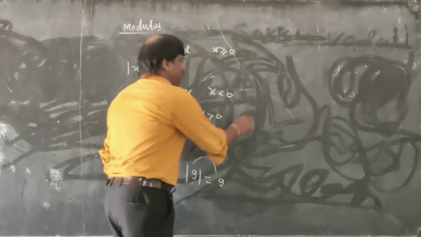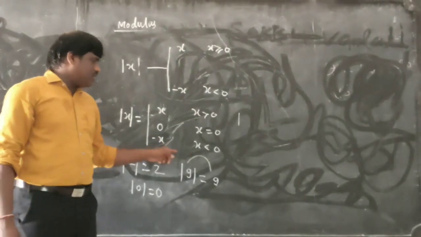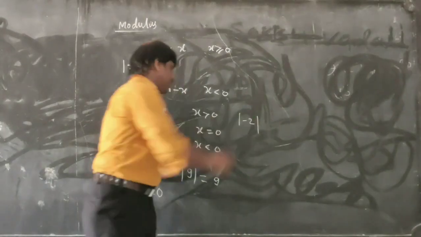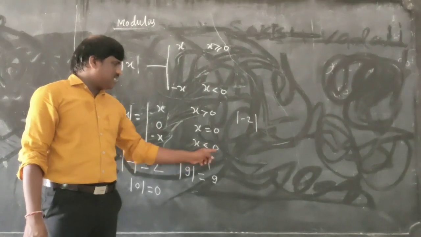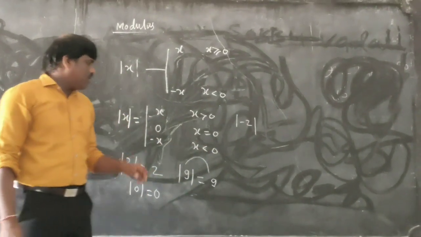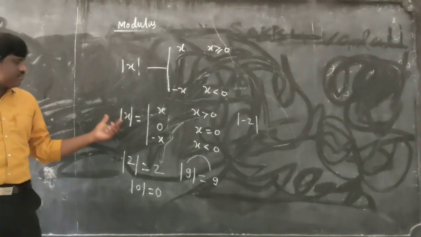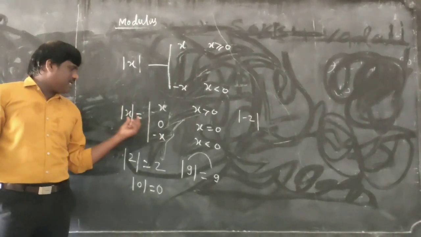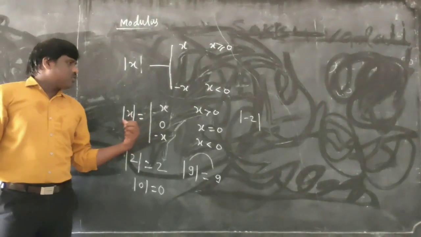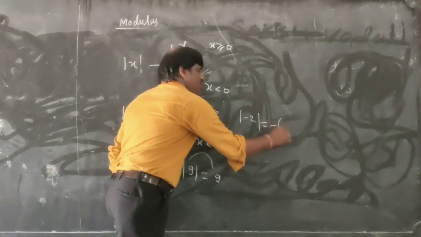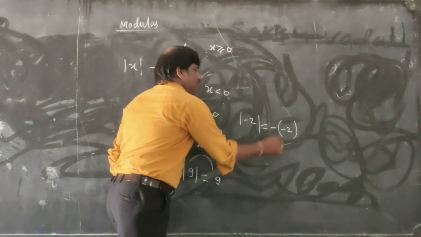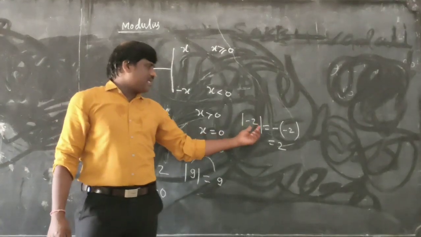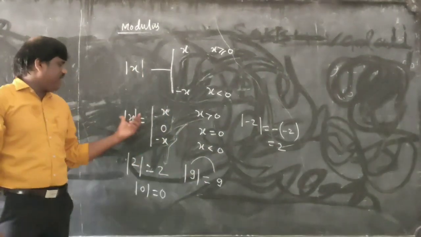Now let us go for the negative numbers. According to this branch, let us take the negative number minus 2. That value is less than 0, correct? Minus 2 is less than 0. Then how does the modulus behave? It behaves as minus of this input, minus of this bracket value. So what I get here is minus of minus 2. Minus into minus will become positive. That is the reason we say that the modulus of minus 2 is plus 2. So this is the behavior of mod x.